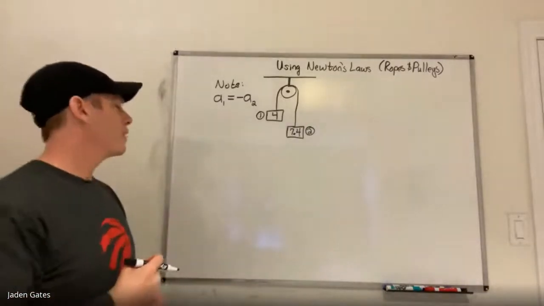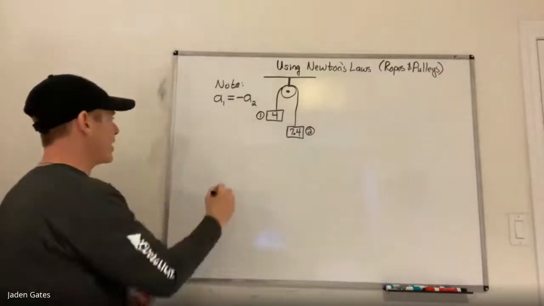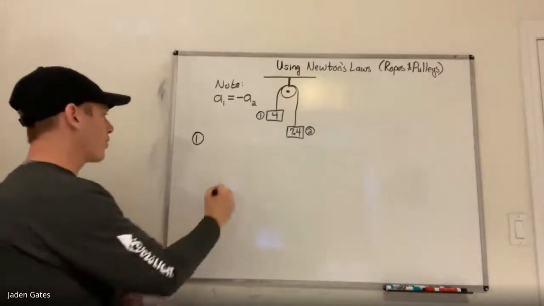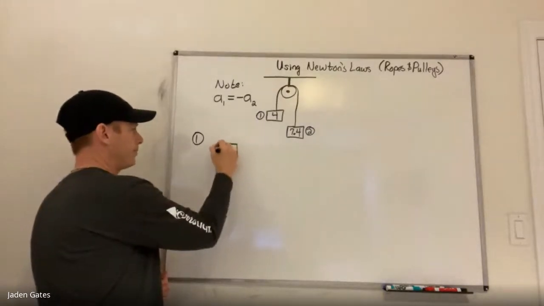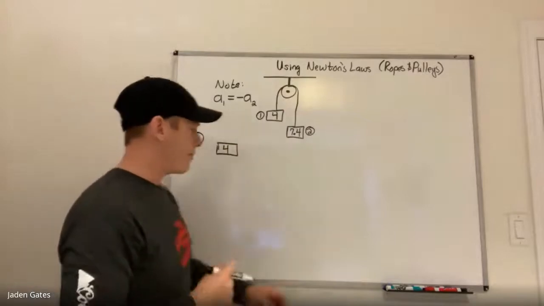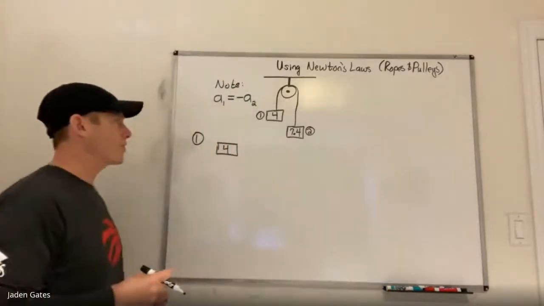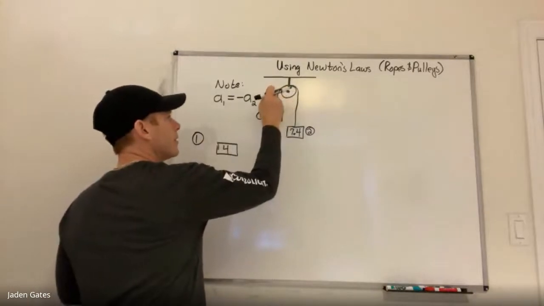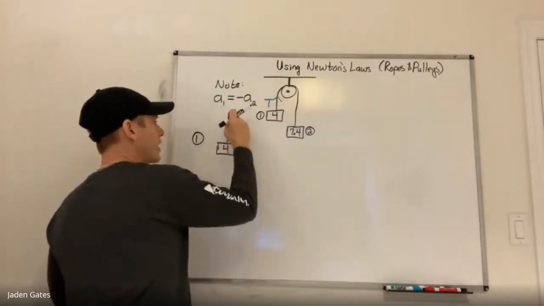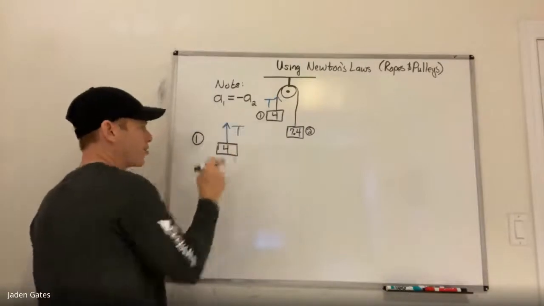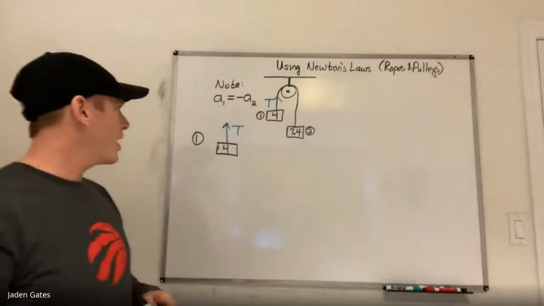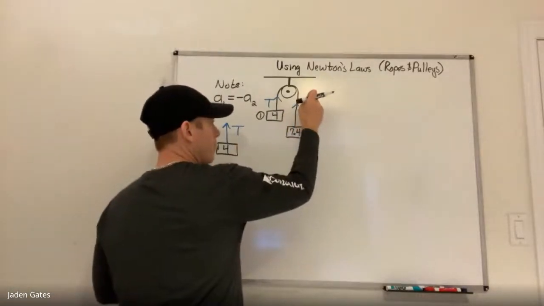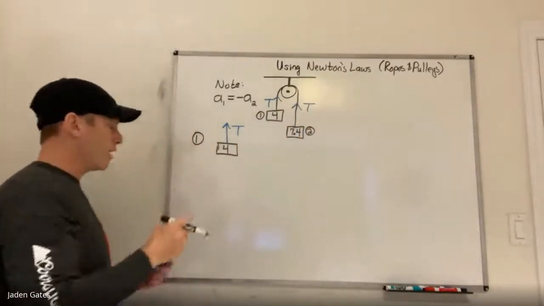Now, here's what we're going to do: I'm going to look at each object individually first. So I have my 4 kilogram mass. On that mass, we have two forces acting on it. We have the rope pulling it up, and that force pulling it up we call T, the tension in the string. On the second mass, it's the same string pulling up with the same amount of tension, but we'll get to that.